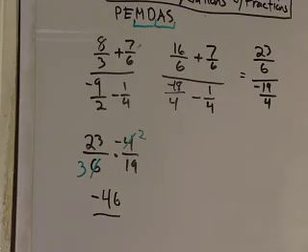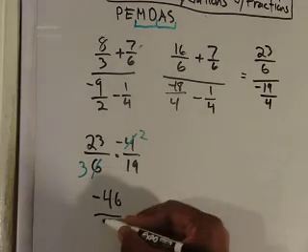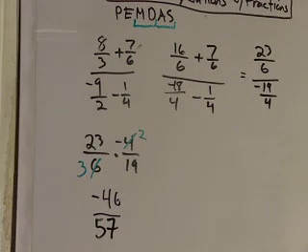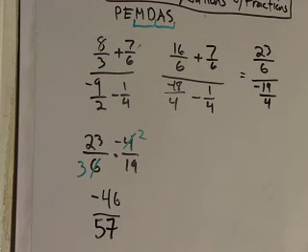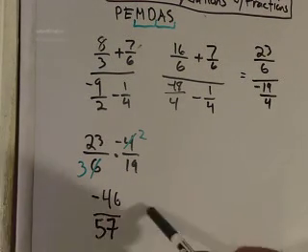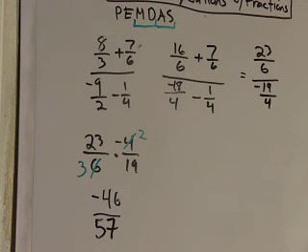And then I have a 3 times 19, and so what does that give me? 57. Okay. So that concludes my lesson on order of operation with fractions.